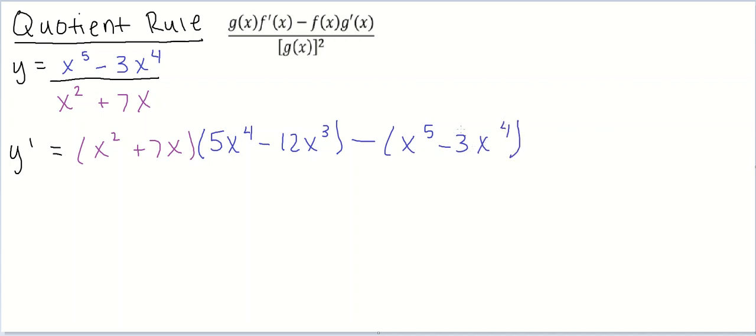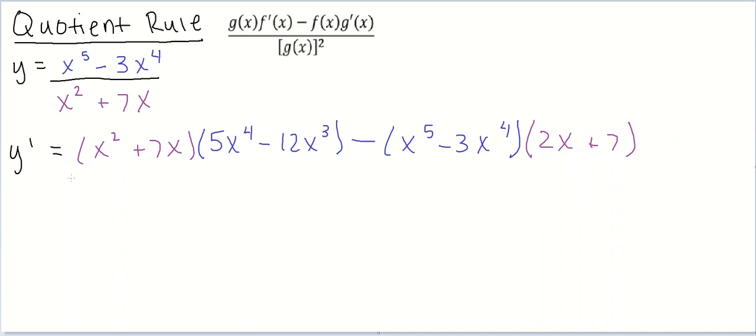And now I need to multiply this by the derivative of the bottom. And so my bottom is this x squared plus 7x. So the derivative of that, derivative of x squared, is going to be 2x. And then the derivative of 7x is going to be 7. So that right there is the derivative of my bottom.